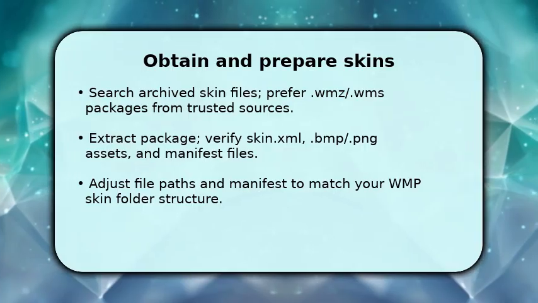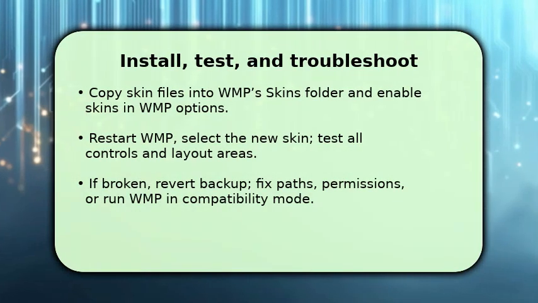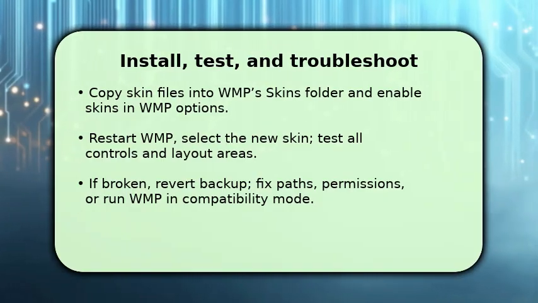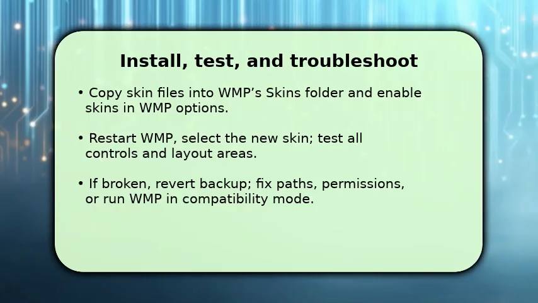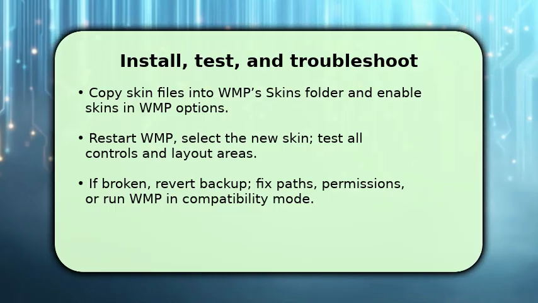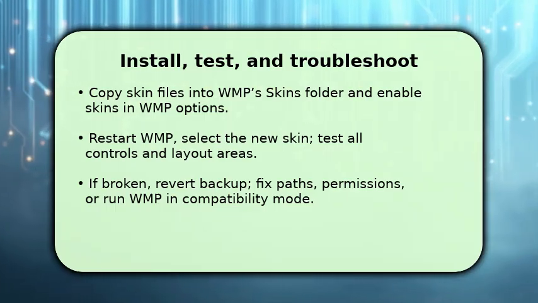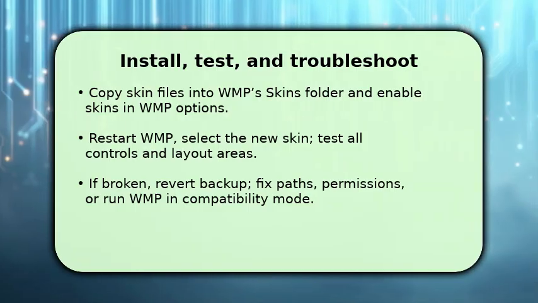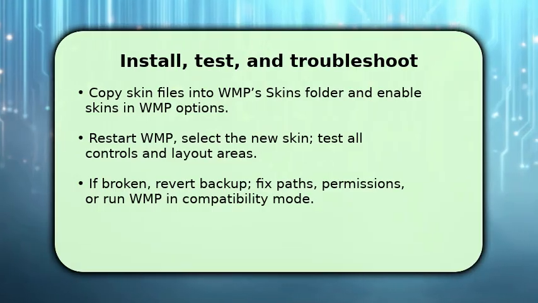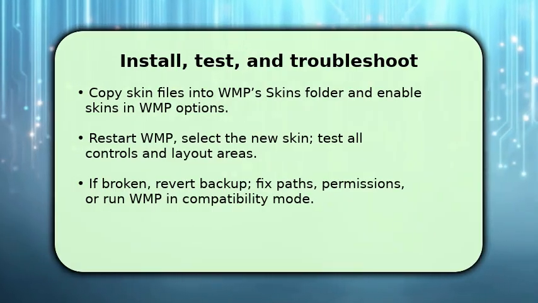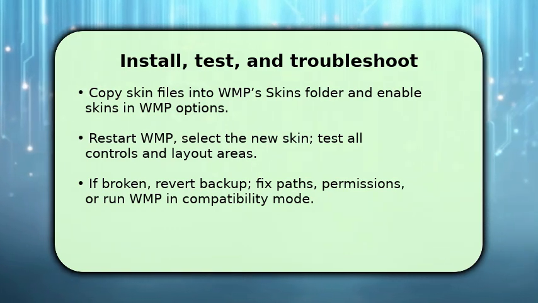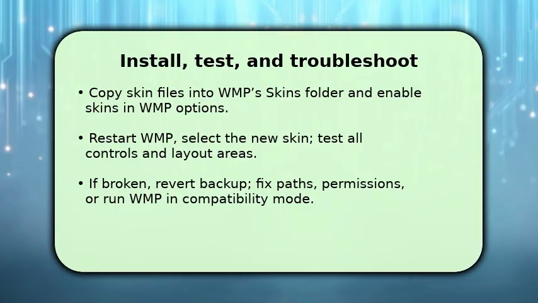You finish by copying the prepared skin folder or WMZ into the Windows Media Player skins directory and enabling skins under player options. Restart WMP and select the skin, test playback, seek, and plugin areas to ensure every button maps correctly. If something fails, use your backup to restore the prior state, then check file paths, permissions, and edit the manifest again. As a key tip, run WMP in an older Windows compatibility mode if resources or scripting inside the skin won't work.